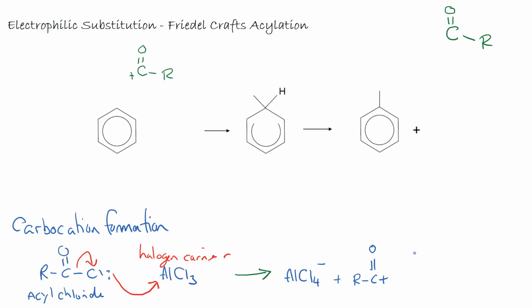So here we are, able to now look at the mechanism. Again, as we saw before, the electrophilic substitution starts from the pi electrons on the ring of the benzene, goes through the carbon and attacks the carbon that is positively charged. This gives us a positively charged intermediate with the acyl group attached.